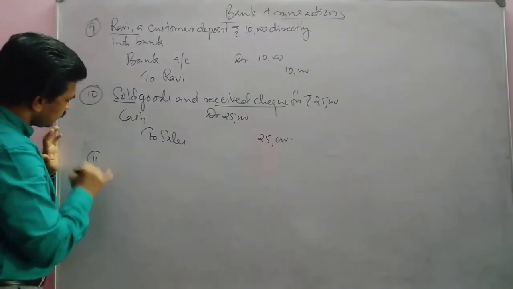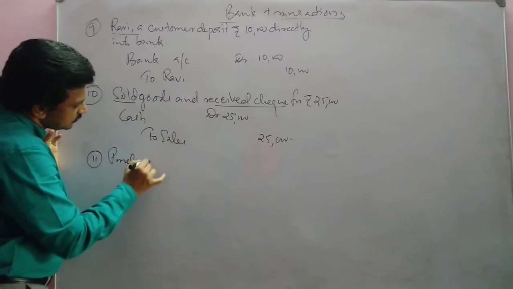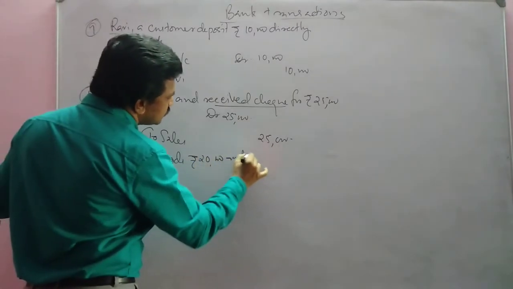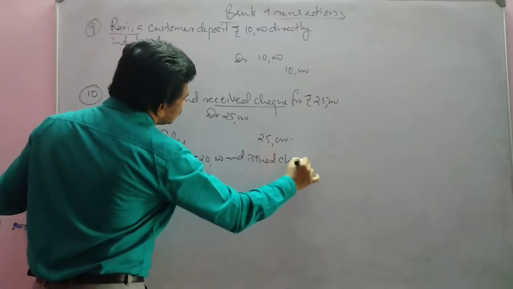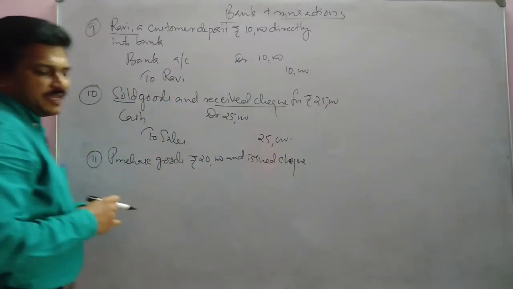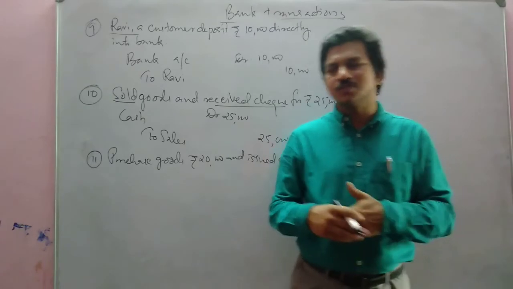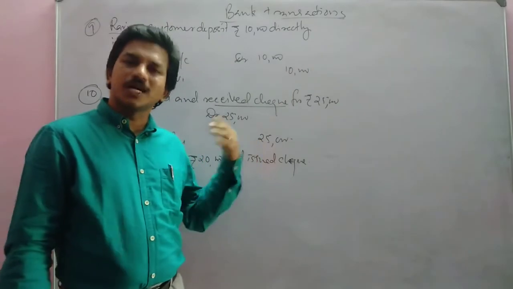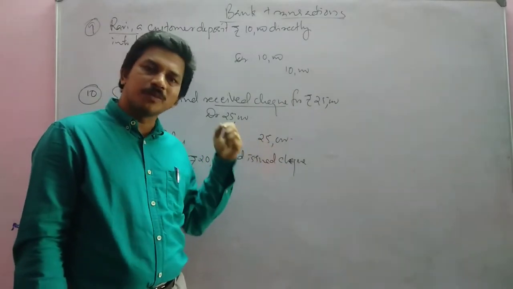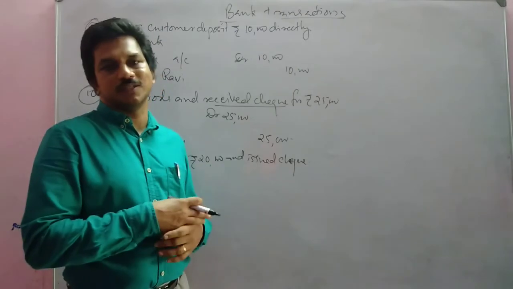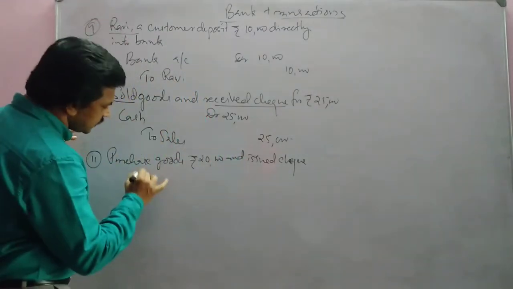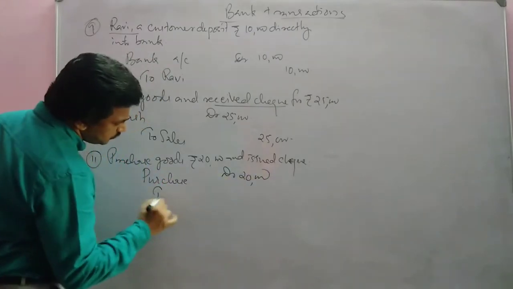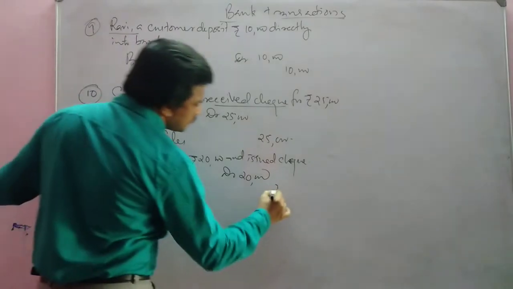Next transaction: purchased goods for rupees 20,000 and issued check. If we receive a check, it will be considered as cash received because that check belongs to somebody else. So if we issue a check, we cannot consider it as cash paid. We have to consider it as money has gone from bank. Bank is the giver, so bank should be credited. So what to write? Purchase debtor 20,000 to bank 20,000.